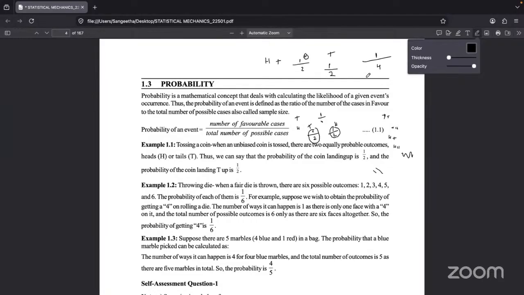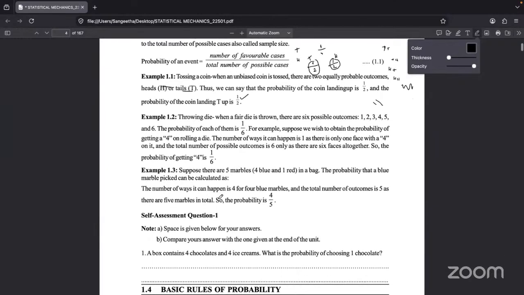So first we will see example 1.1. In example 1.1, there are two options, head and tail. The probability of getting either one is 1/2. Next, in example 1.2, what is given? A die is thrown. The possible outcomes are 1, 2, 3, 4, 5, 6. So the denominator we write is 6. The probability of getting 4: getting 4 happens only once, so we write 1/6. This is example 1.2.